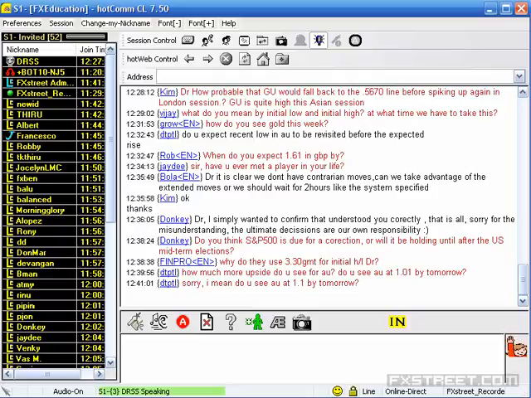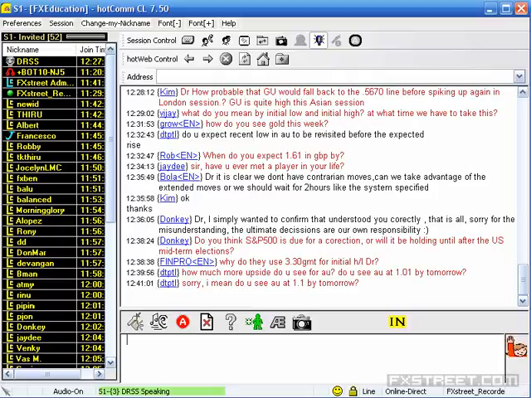Do you think S&P 500 is due for a correction? No. You will come across aggressive gains in the stock market, sir, and don't go for short sale. After the US midterm elections, will it be holding until? No, they are going to hold it till the second week of November.